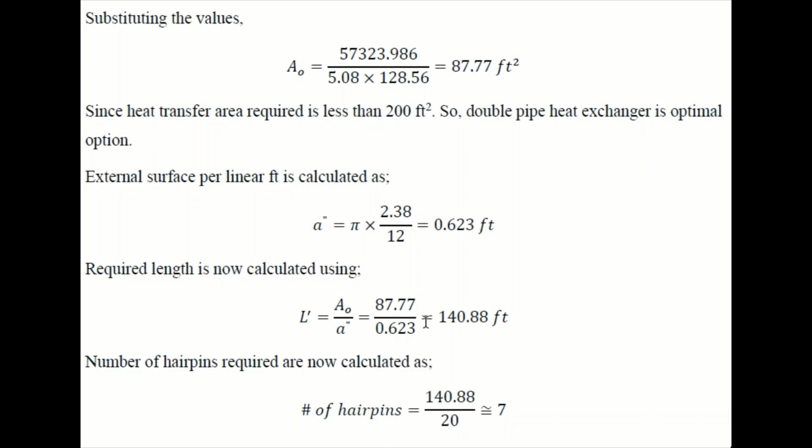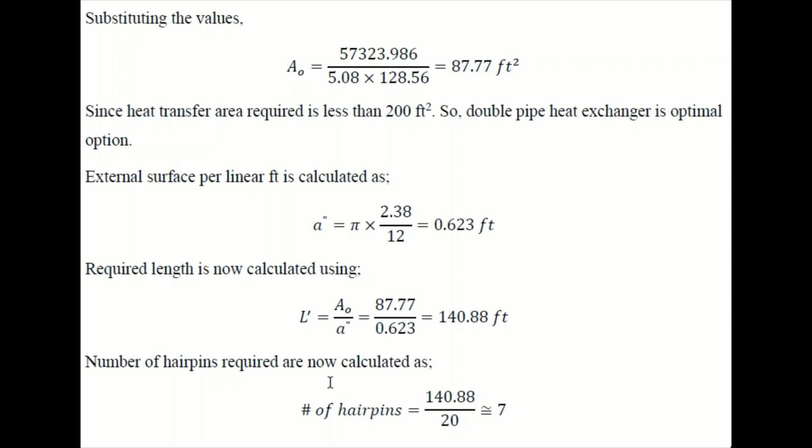So now we need to find how many hairpins we need for the heat exchanger. For that we can find the external surface, which is basically pi into diameter in inches, and we divide it by 12 to convert it into feet. So we have the overall heat transfer area, and we have the external surface per linear foot. From there we can find the required length which is needed for this much duty. So it comes out to be 140.88 feet, sorry.